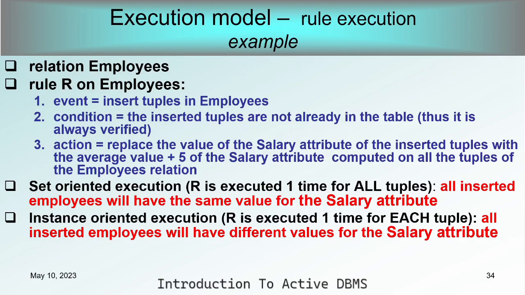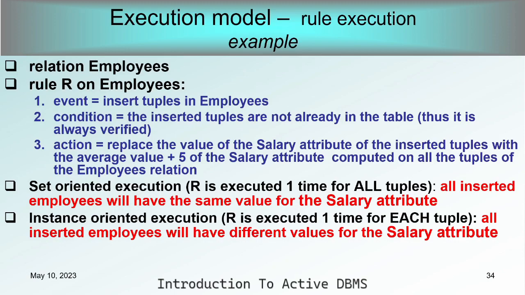The action is to replace the value of the salary attribute of the inserted tuple with the average value plus 5 of the salary attribute, which is computed on all the tuples of the employee relation. So there are two ways of executing it. Either I can go for set oriented execution or I can go for instance oriented execution.